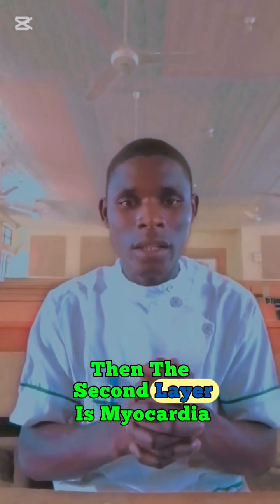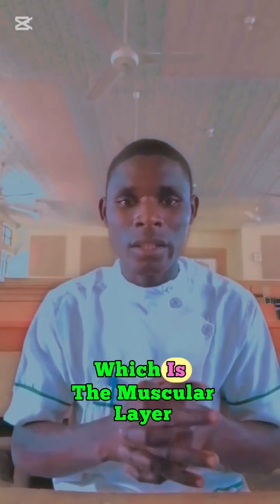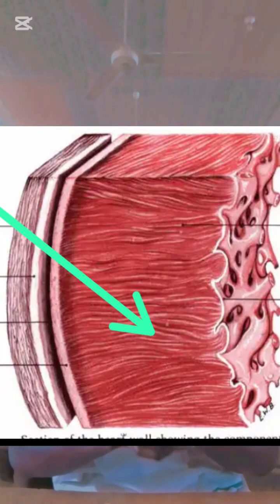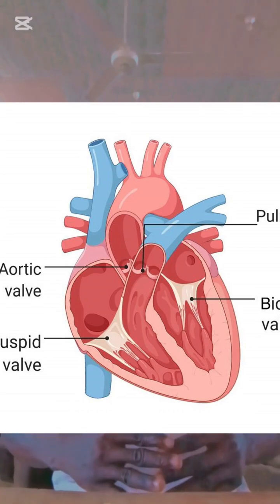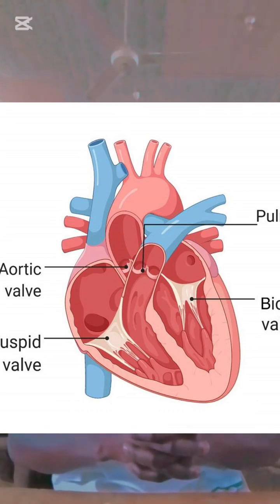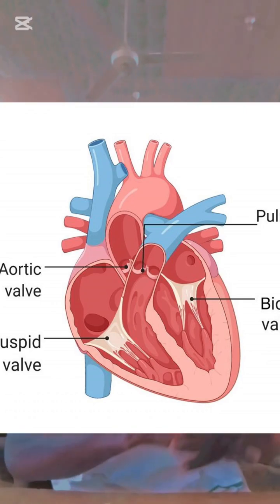Then the second layer is the myocardium, which is the muscular layer found only within the heart, and it is the middle layer of the heart. It is responsible for contracting to pump the blood into various parts of the body. The myocardium is thickest at the apex and thin at the base of the heart due to the nature of the function that each side performs.